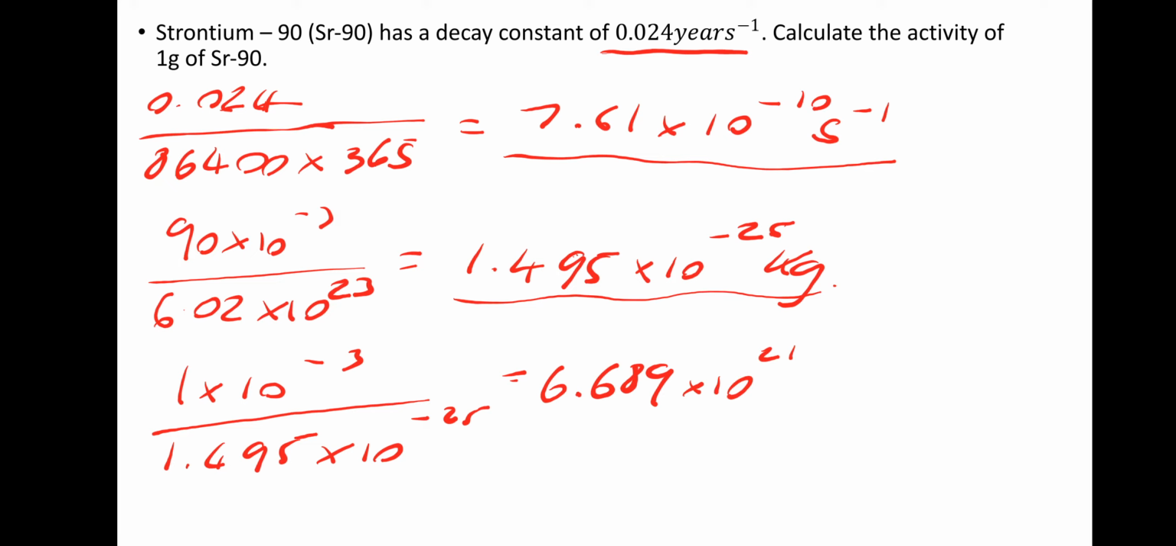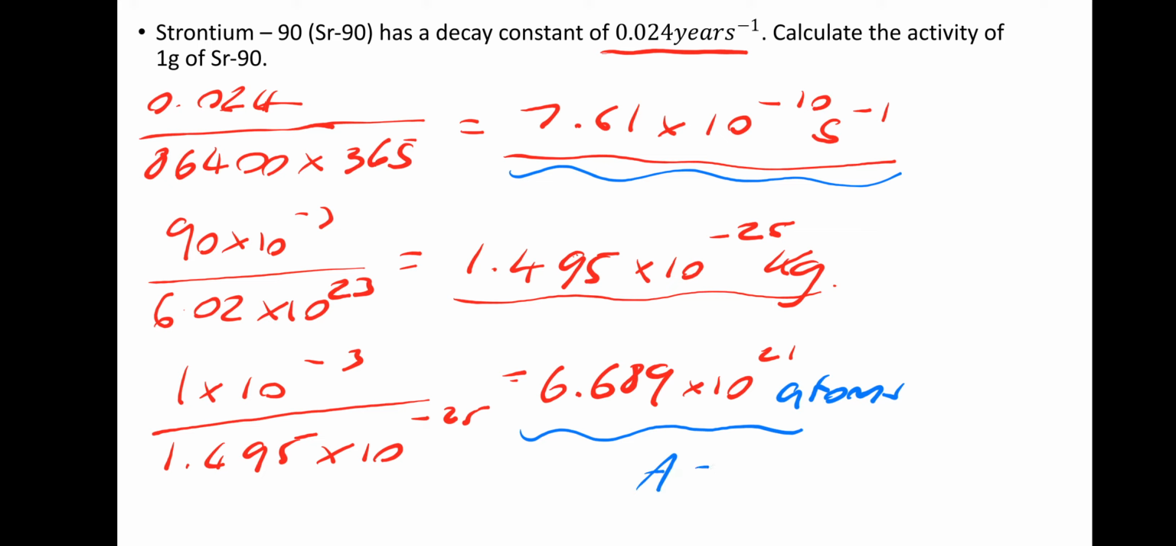Then its activity is lambda N, so you just need to multiply the decay constant by the number of atoms. If you multiply them together, you should get an activity of 7.61. Now I'm lying, an activity of 5.1 times 10 to the power 12 becquerel. Hopefully that went okay. And that makes sense now.